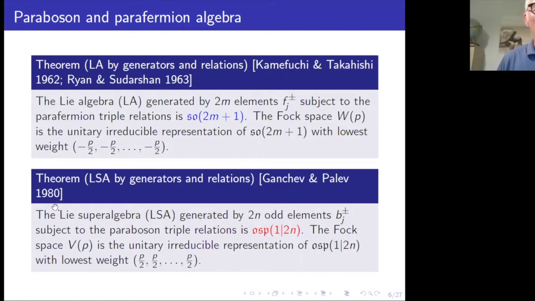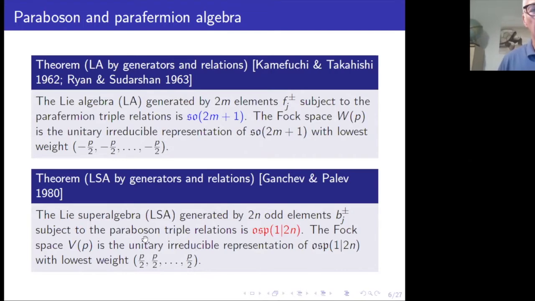Okay, so for the paraboson operators, it was found out, say, a number of years later when Lie superalgebras became popular, that the algebra generated by these 2n paraboson elements, Bj plus or minus, considered as odd elements of a superalgebra, they just generate the simple Lie superalgebra OSP(1|2n), the orthosymplectic Lie superalgebra, and the Fock space is then an irreducible unitary representation, infinite dimensional in this case, with lowest weight p over 2, and so on. Okay, so that gives a relation with the algebra and the representations of this algebra.